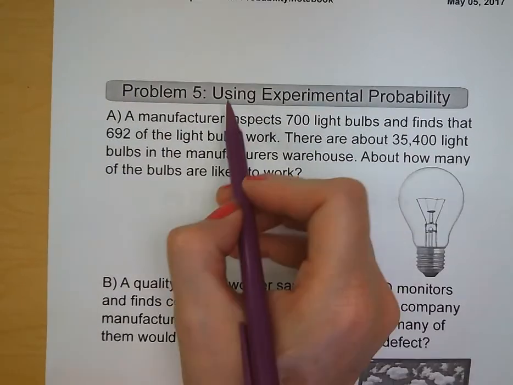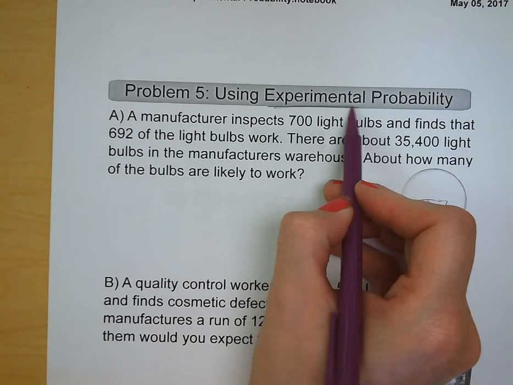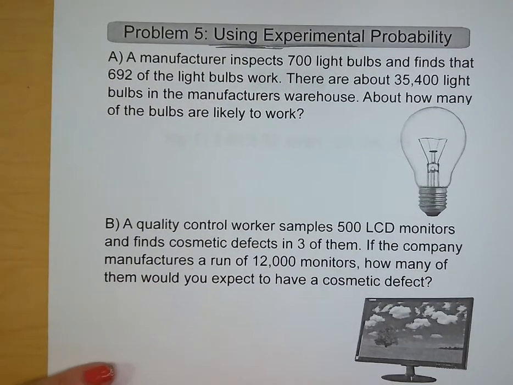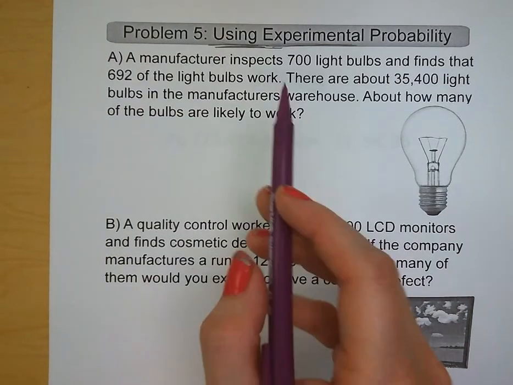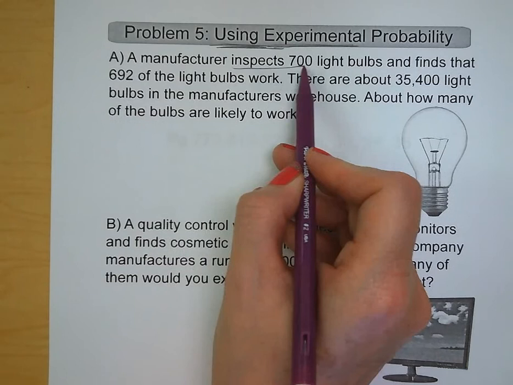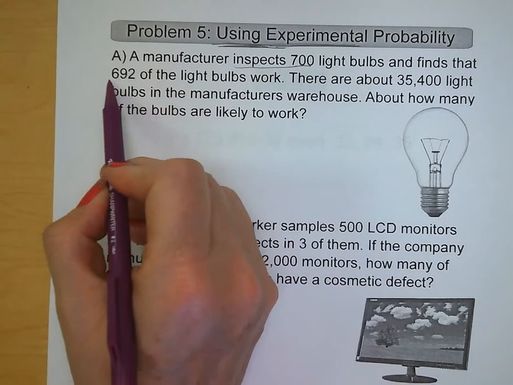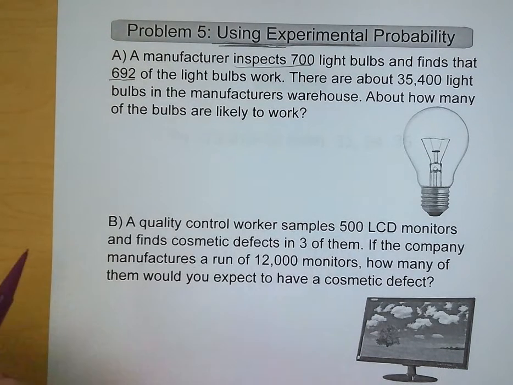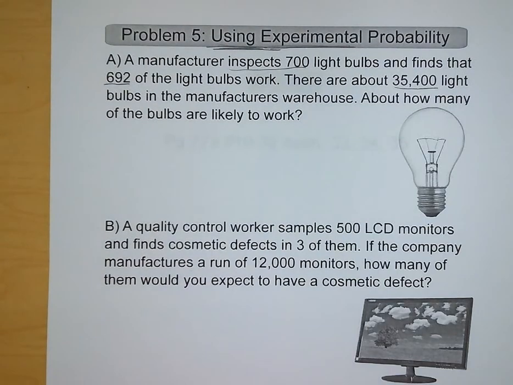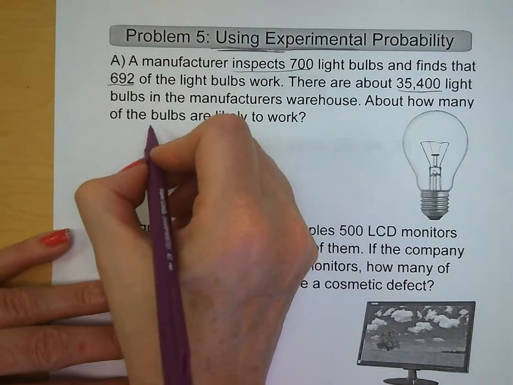Okay. Problem 5, using experimental probability. This is actually the real-world application of probabilities. So a manufacturer is inspecting 700 light bulbs and finds that 692 of them work. They have about 35,400 light bulbs in their warehouse. How many of those bulbs are likely to work?